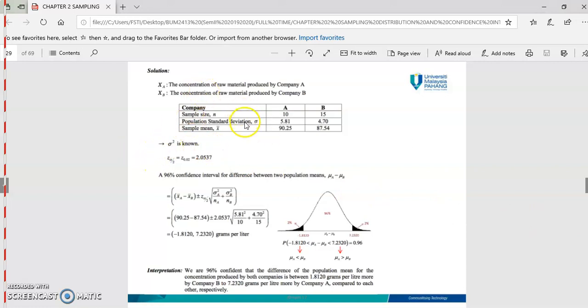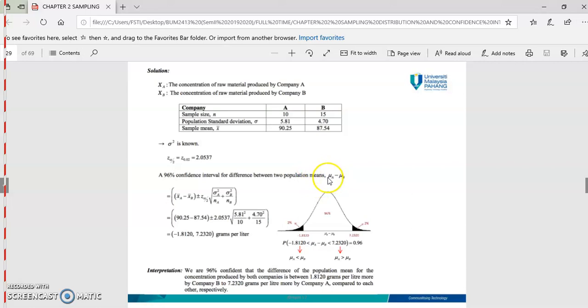Okay, so when we do the solution, the first step is to extract the information. We already extracted the information here just now. Then choose the formula based on the information that you extracted. Because we have sigma, then sigma is known. So sigma A, sigma B are known, so use the first formula. Refer back to the formula that we discussed just now.